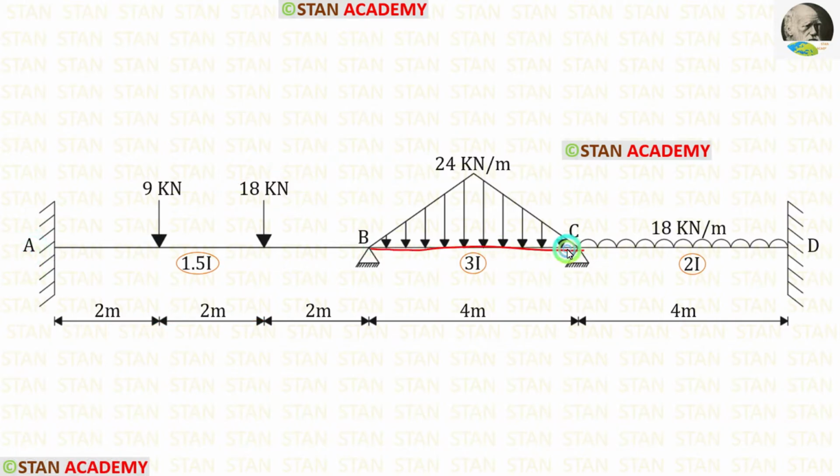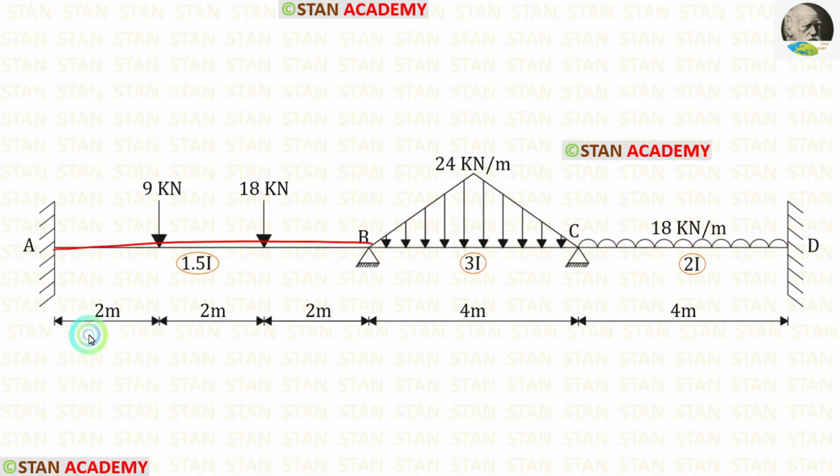In the span BC, we have uniformly varying load. It is maximum in the center, 24 kilonewton per meter. In the span CD, we have uniformly distributed load, 18 kilonewton per meter. It is acting for the full span.